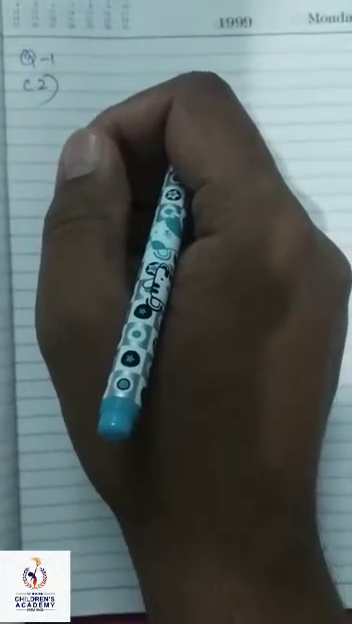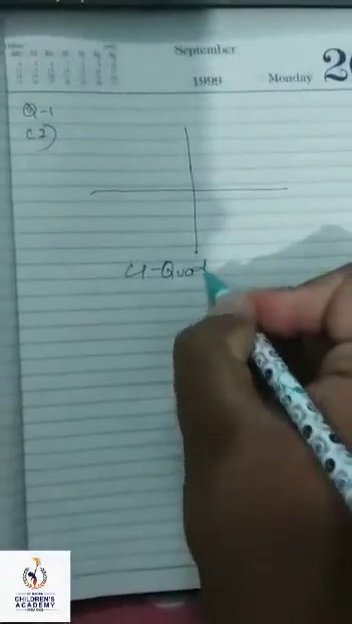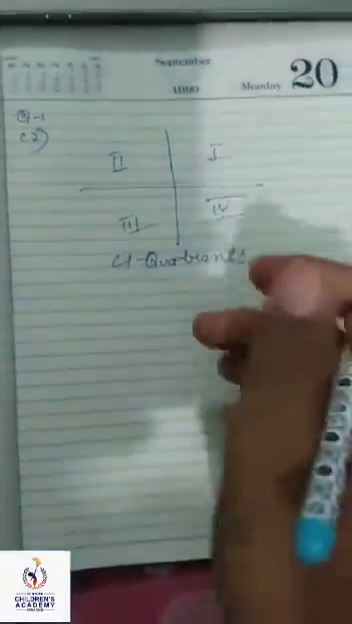Question number second part, what is the name of each part of plane formed by these two lines? Okay, so these two lines formed what? Four quadrants. This is first, this is second, this is third, this is fourth. So answer for this question is quadrant.